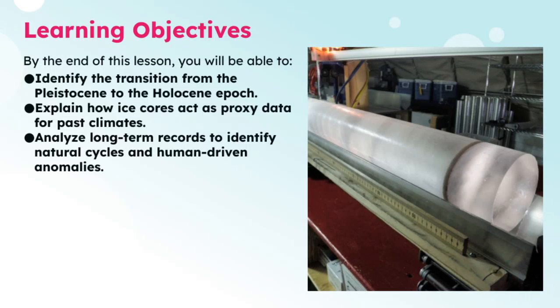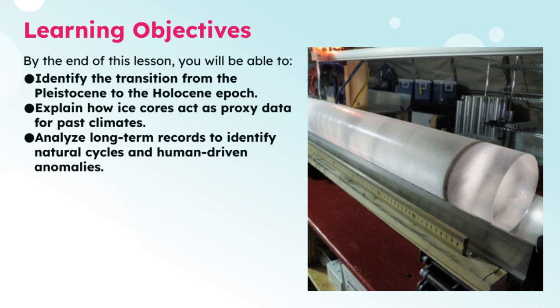By the end of this lesson, you should be able to do three things. First, you should be able to identify the transition from the Pleistocene to the Holocene epoch. The Pleistocene was a period marked by repeated glacial and interglacial cycles. The Holocene is the warmer interglacial period we live in today.